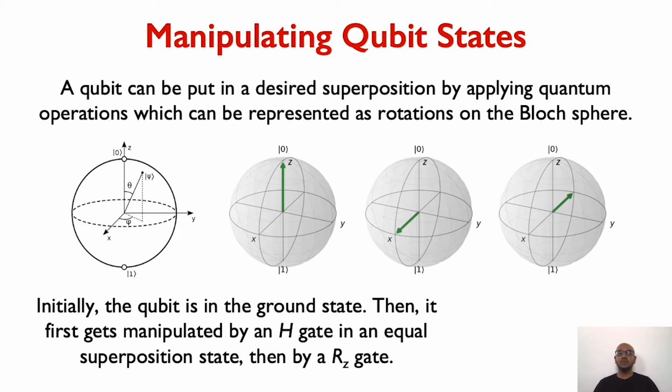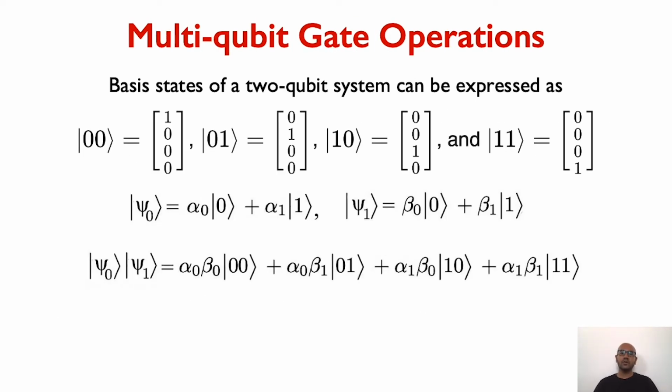And even though now the probability of measuring 0 or 1 is still the same, which is equal for both the states, the qubit now has a negative phase. Next, we'll look at multi-qubit systems.